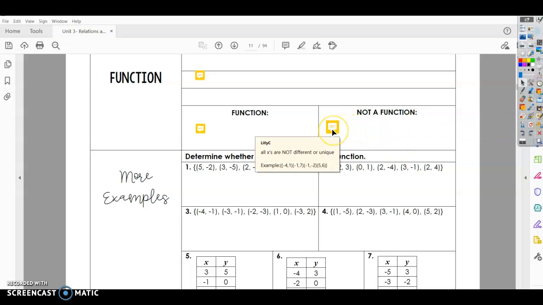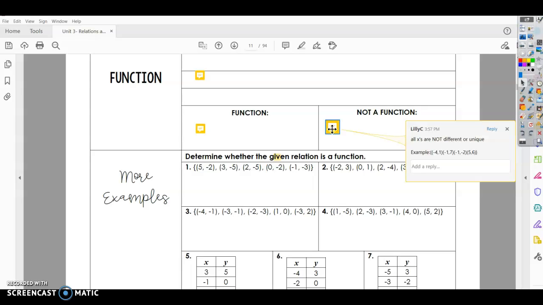All right, an example of something not being a function. It's not a function if all the x's are not different or unique. An example of a set of ordered pairs that is not a function: (-4, 1), (-1, 7), (-1, -2), and (5, 6). Again, we're just looking at the x values. If you look at the x's, we've got -4, -1, -1, 5. Because -1 shows up twice, this is not a function. It is still a relation, but it's not a function.